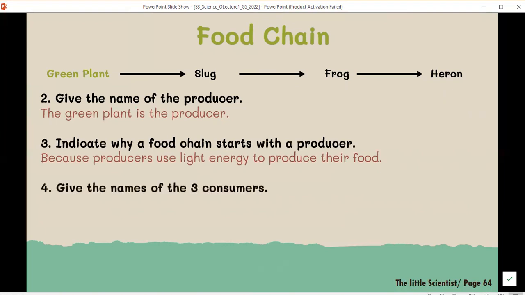What are the names of the three consumers? The slug consumes the green plant. The frog consumes the slug. The heron consumes the frog. So these are the three consumers, slug, frog, and heron.